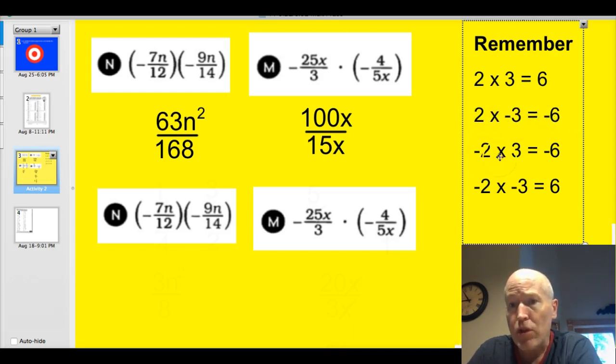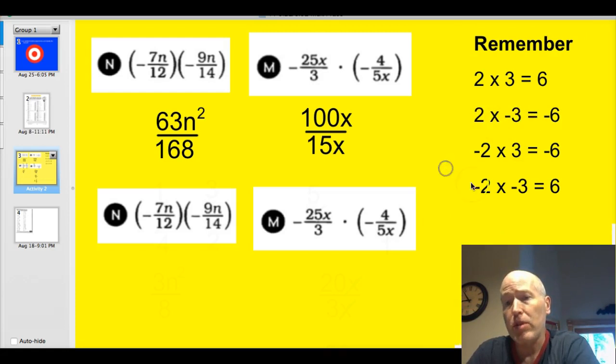So negative 2 times 3 is a negative 6, and 2 times a negative 3, because there's an odd number of negative symbols. But when you have an even number, or 2 in this case, negative 2 times a negative 3, you are going to have a positive number. So when you have a negative fraction times a negative fraction, you will have a positive answer. So if you just multiplied 7 times 9, you'd get 63. And if you multiply 12 times 14, you'd get 168.